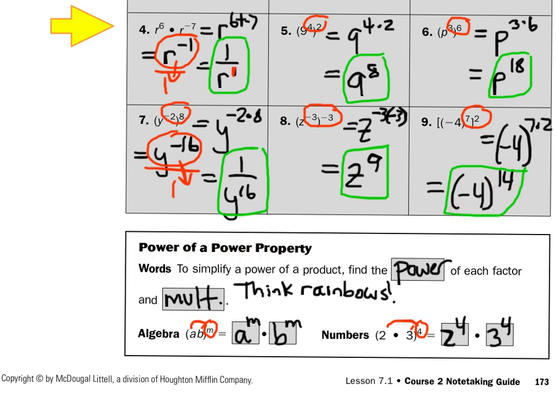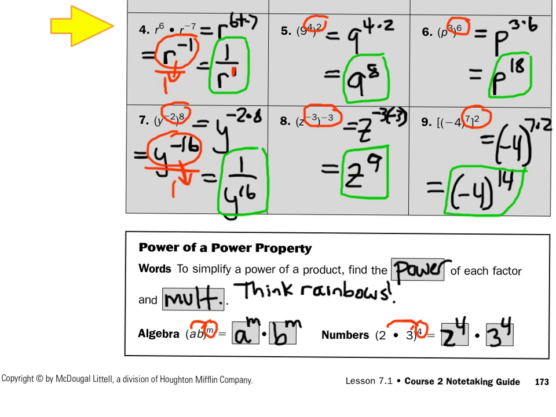Okay, power of a power property. In words, to simplify a power of a product, find the power of each factor and multiply. I tell people, just think about the rainbows. It's kind of like the rainbows. So look at, if I had the a times b in parentheses and then the power of m on the outside, with my red I would circle the m and I would draw a rainbow to the a and a rainbow to the b. So that means it's a to the m power times b to the m power.